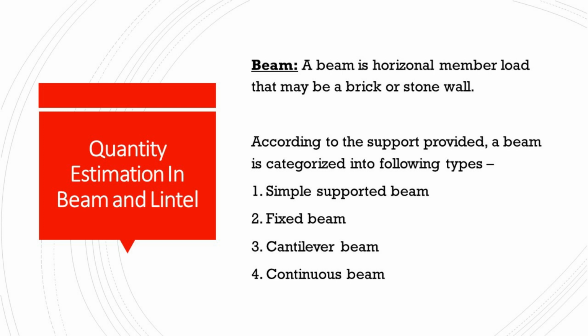According to the supports provided, a beam can be categorized into the following types. You can see here on the screen, that is simply supported beam, fixed beam, cantilever beam, continuous beam, etc. The types of beams we will discuss in detail in coming videos. Right now, let us concentrate on the material calculation for beam.